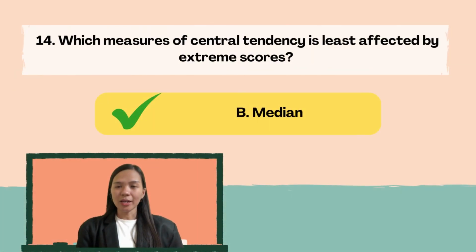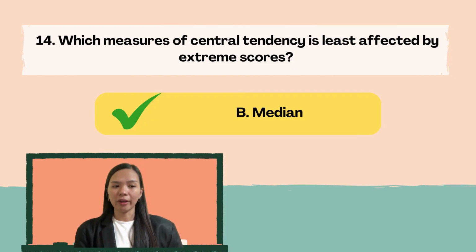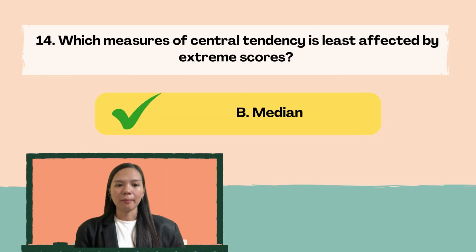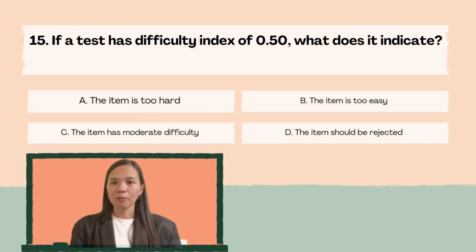The correct answer for number 14 is letter B, median. The median is the middle value when scores are arranged in order. It is not affected by extreme scores, making it more reliable than the mean when the data has very high or low values. And lastly, for the number 15 question, if a test has a difficulty index of 0.50, what does it indicate? A. The item is too hard.